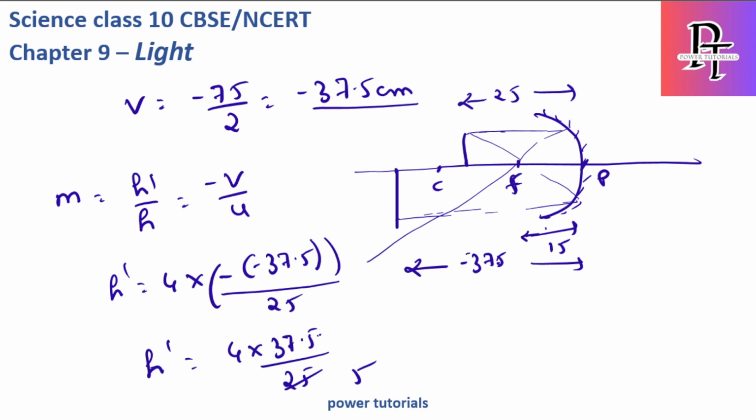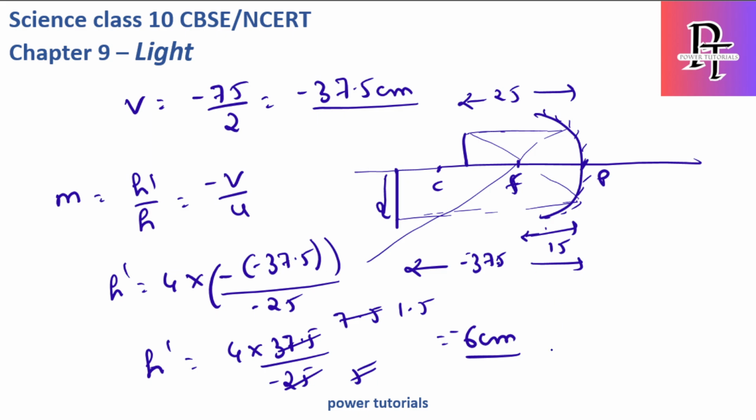5 5's are 25, 5 7's are 35, 5 5's are 25. So again 5 1's are 5, 5 5's are 25, 5 3's are 15. Okay, so it is 4 into 1.5, which is 6 centimeters, the height of the image. So the image height is greater than the object height. And u is also negative here. So that's why the height is negative. Why? Because we got the image at the bottom side, below the principal axis.